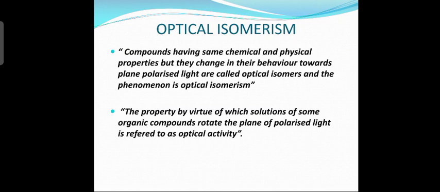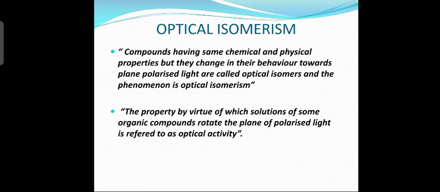An example is lactic acid. Plus lactic acid rotates the plane polarized light to the right, whereas minus lactic acid rotates it to the left. So this is an example of optical isomerism. Then, what is optical activity? The property by virtue of which solutions of some organic compounds rotate the plane polarized light is referred to as optical activity.